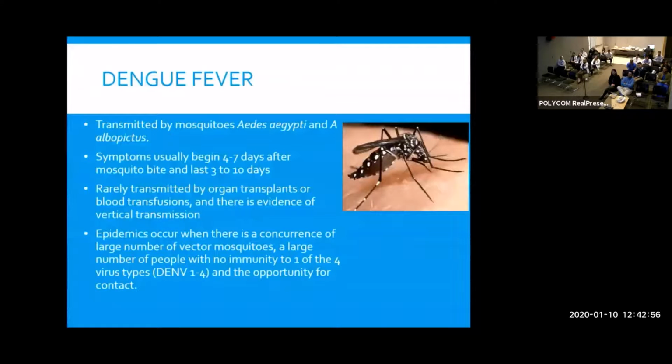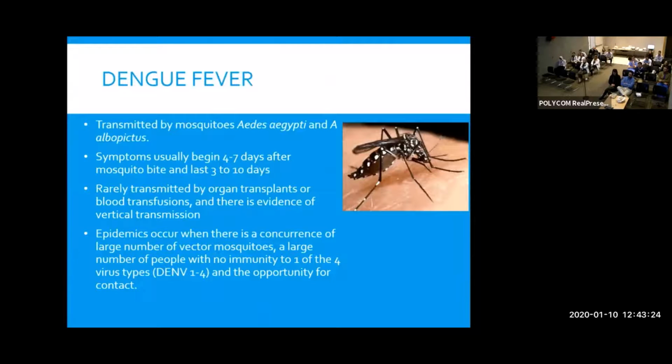Dengue. Dengue is another infection caused by mosquito bites, the Aedes mosquito. The incubation period is, again, short. It's usually about 4 to 7 days after the mosquito bites that you start to get symptomatic, and it can last from 3 to 10 days.